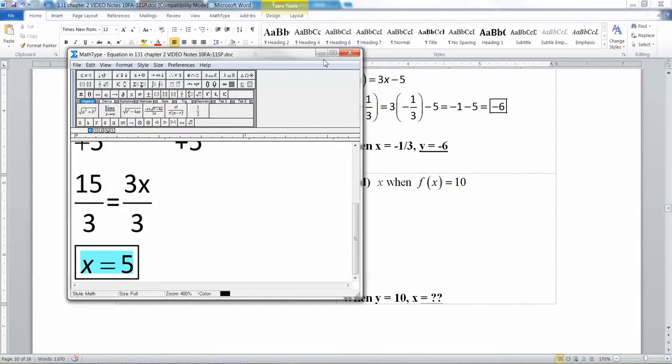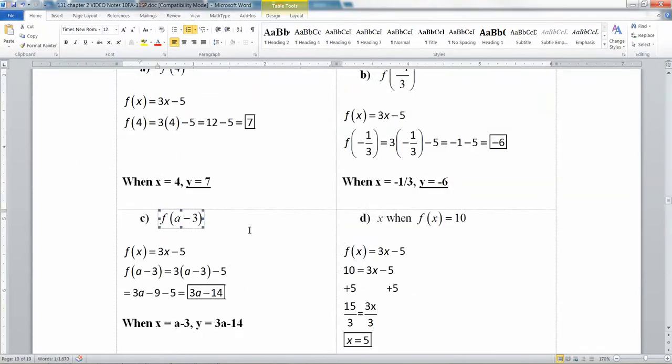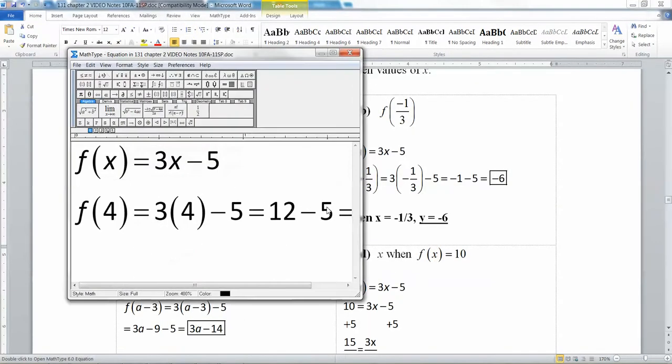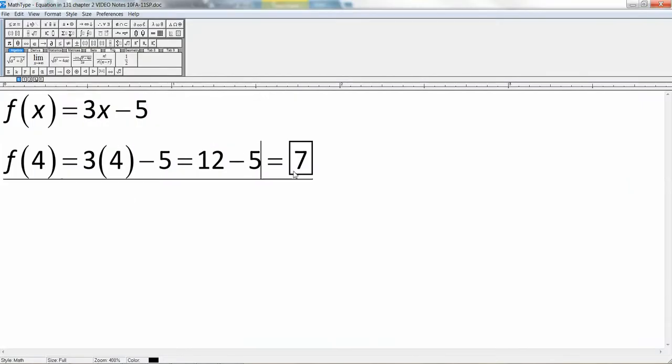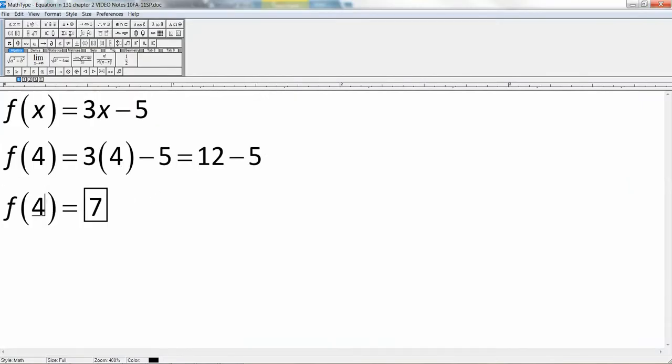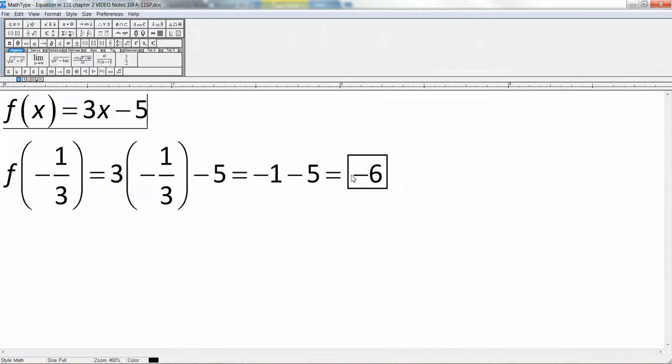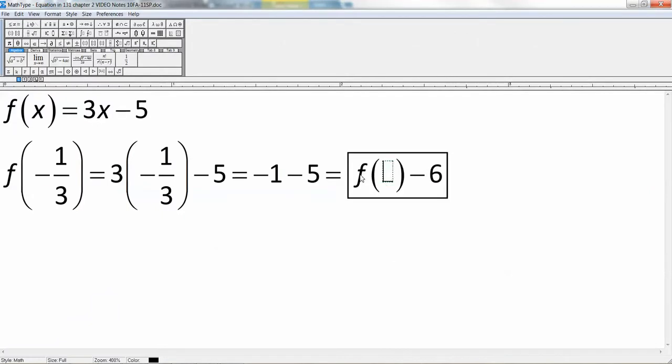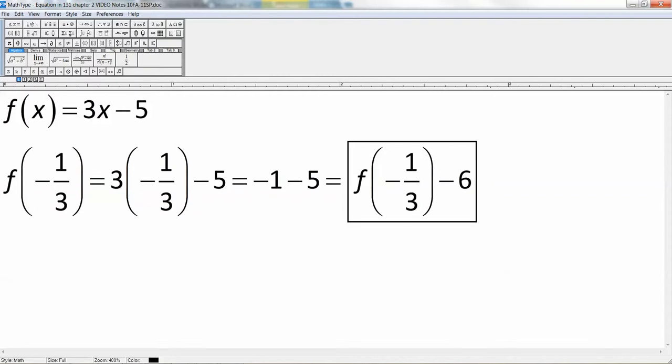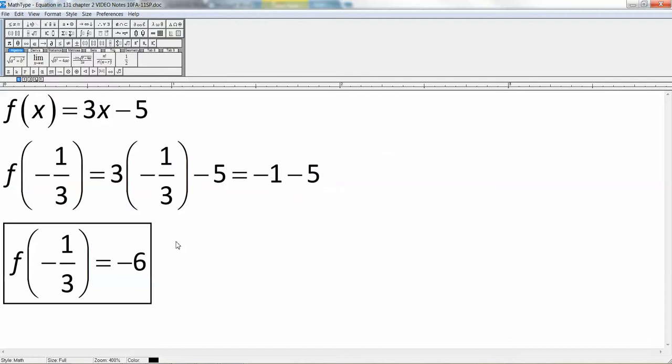Okay, here's what's happening. Students always want to know, how do you write this? So for this one, I could say f of 4 is equal to 7. That's actually what I was asking. f of 4 is 7. Independent is 4, dependent is 7. This one, I could say f of negative 1/3 is equal to negative 6. That's my actual answer, right? When the x was negative 1/3, my y was negative 6.